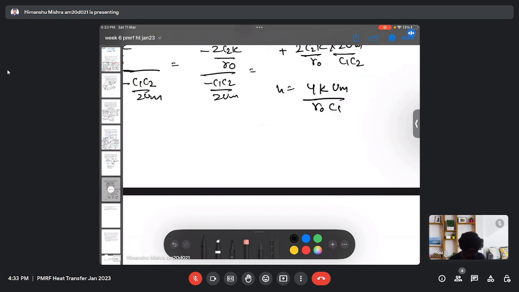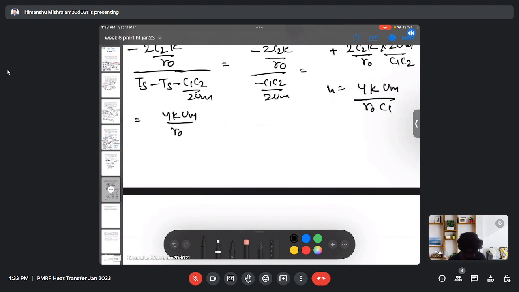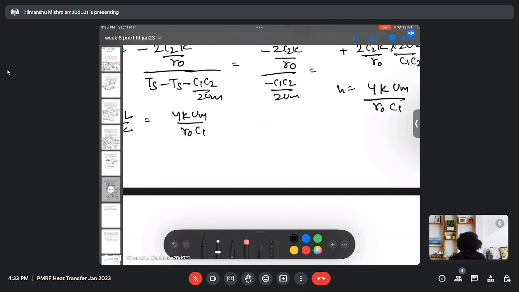To find the Nusselt number, we use my heat transfer coefficient, which is 4K UM by R naught C1, multiplied by R naught by K. So it will be 4 UM by C1. So this is my Nusselt number. This is my heat transfer coefficient, and this is my mean temperature profile.